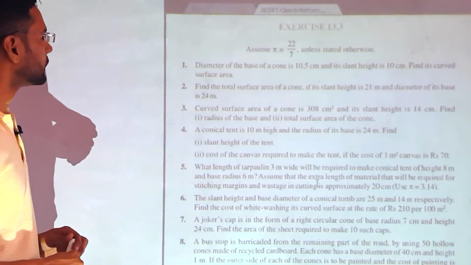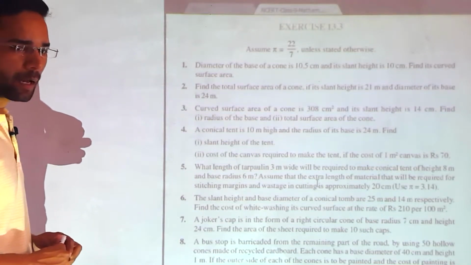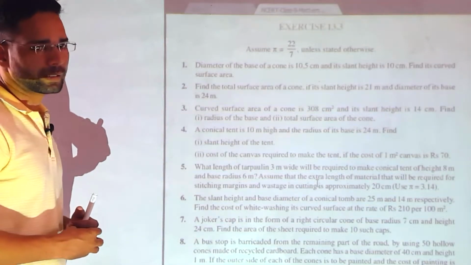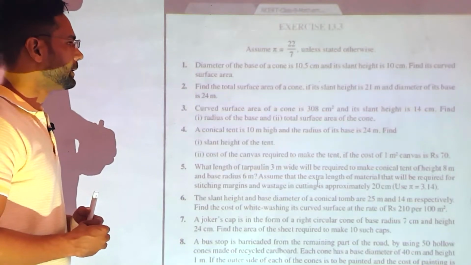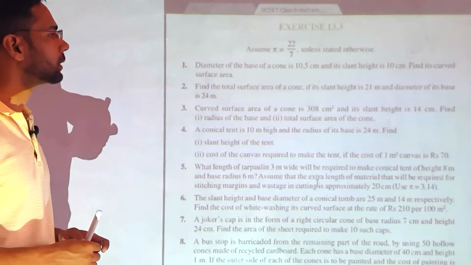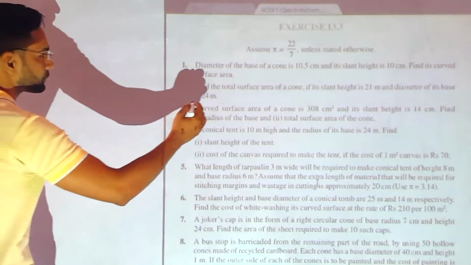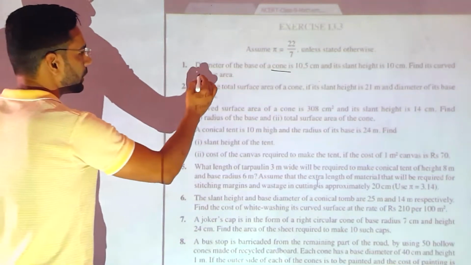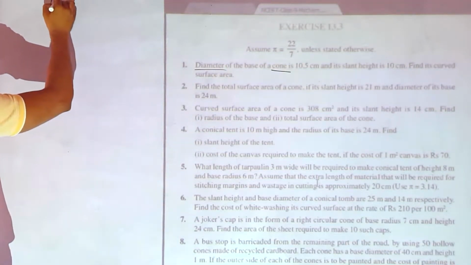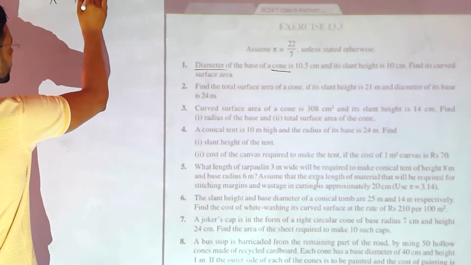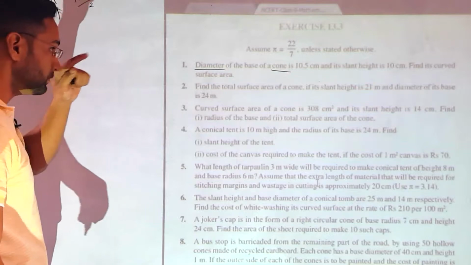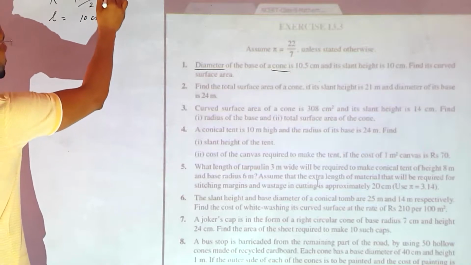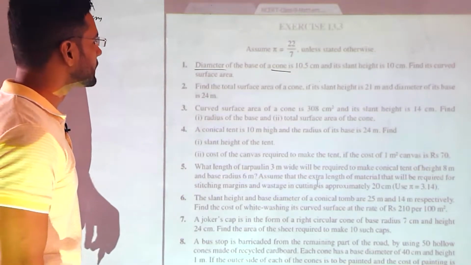Question number first is there: the diameter of the base of a cone is 10.5 centimeter and its slant height is 10 centimeter. Find its curved surface area. Here is a cone, and the diameter is 10.5 centimeter. It means the radius will be, r is equals to 10.5 upon 2. And its slant height means L, how much? 10 centimeter. And find its curved surface area.